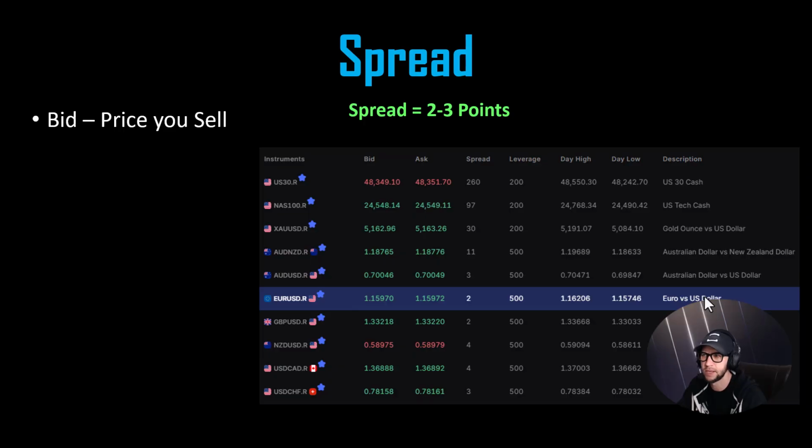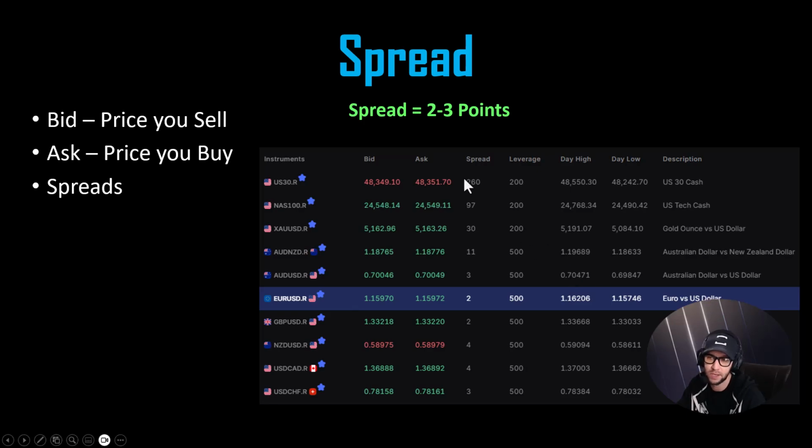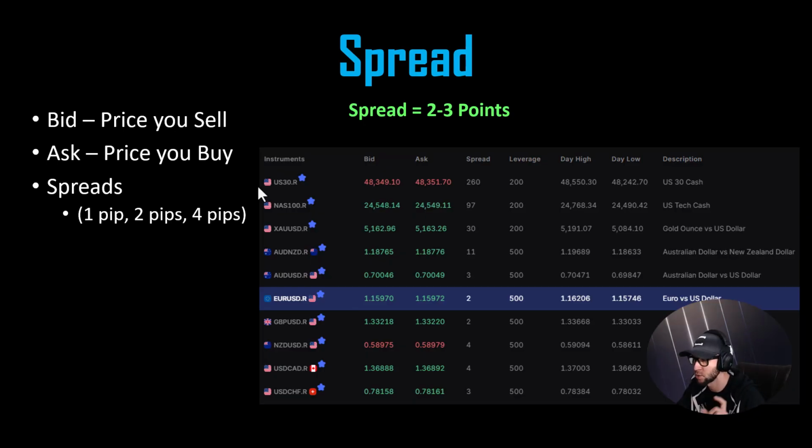Now again, the bid is the price you sell. The ask is basically the price you buy. And then obviously we have our spreads. Obviously a good spread is 2 to 3 points. And the reason you see the spread so much higher on gold, US 30, NOS 100, is because these are obviously different instruments. Obviously, spreads can vary. It can vary from 1 pip, 2 pips, 4 pips. It really can fluctuate up and down.